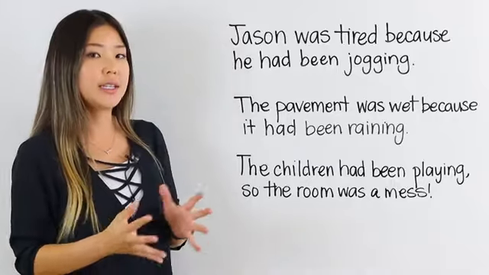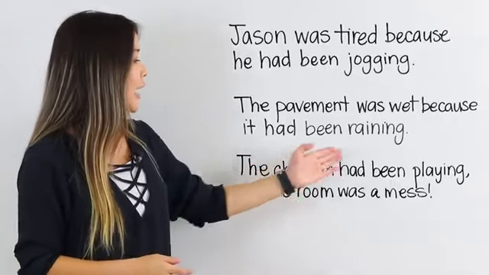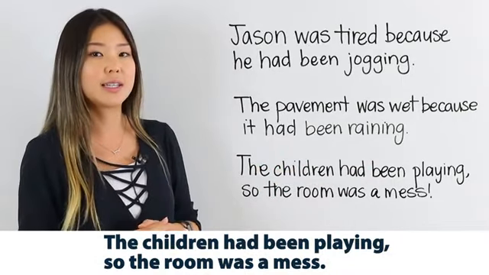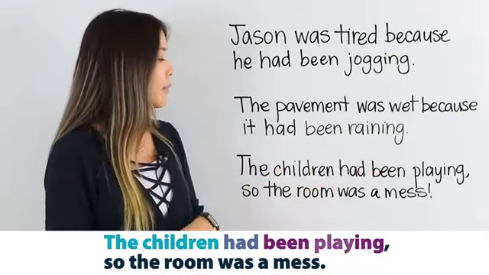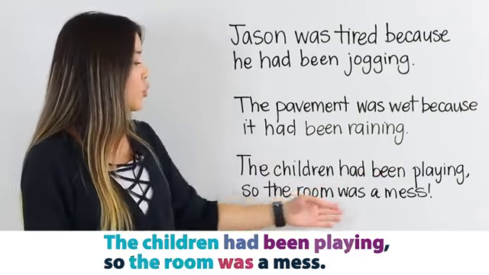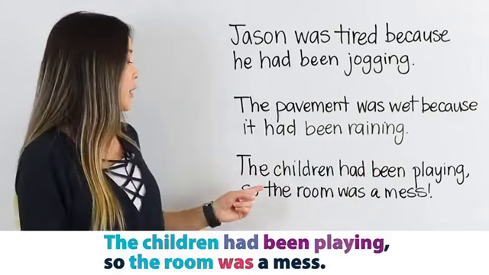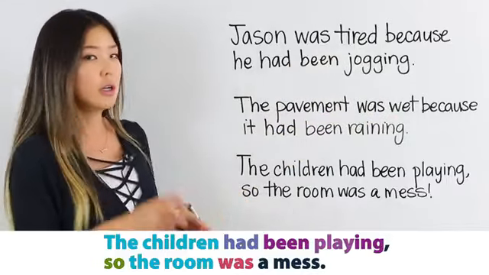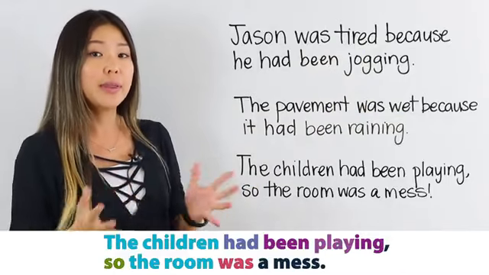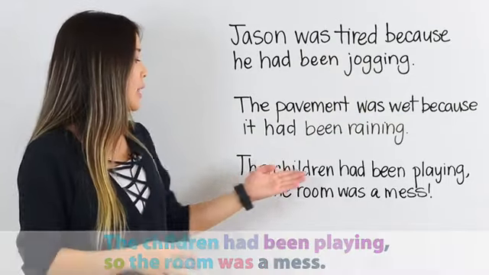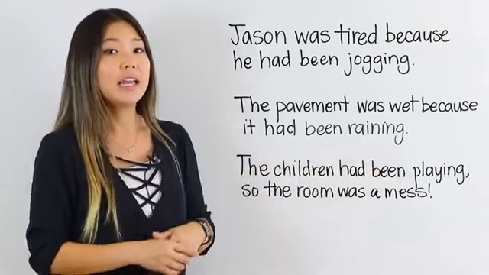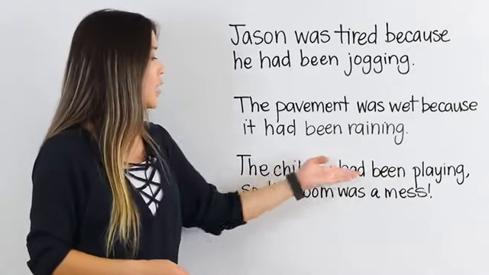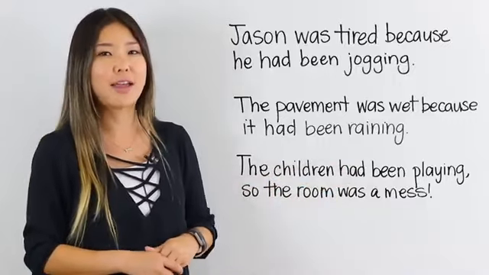In this sentence, we see a little difference. The children had been playing. Again, this is the past perfect continuous tense. Had been playing. The second part says the room was a mess. So here, instead of because, like the first two sentences, I used so. So the order has been changed, but the meaning is the same. This, the children had been playing, is why the room was a mess. This is the cause, and this is the effect.